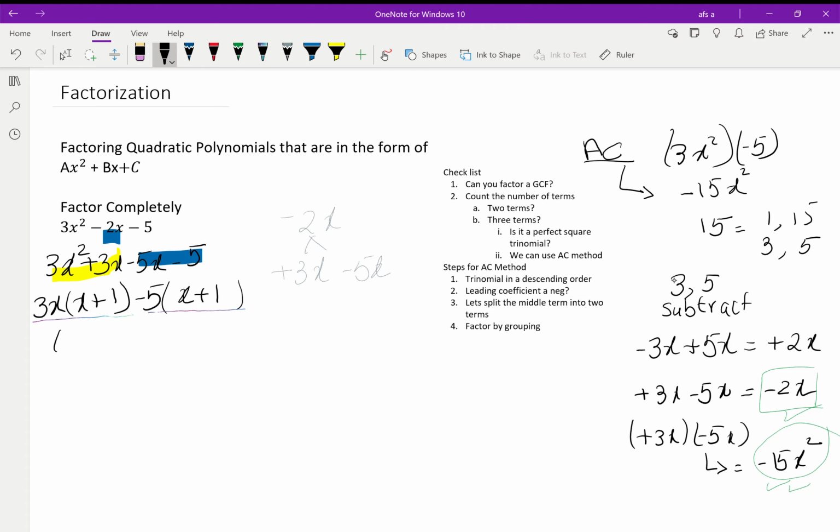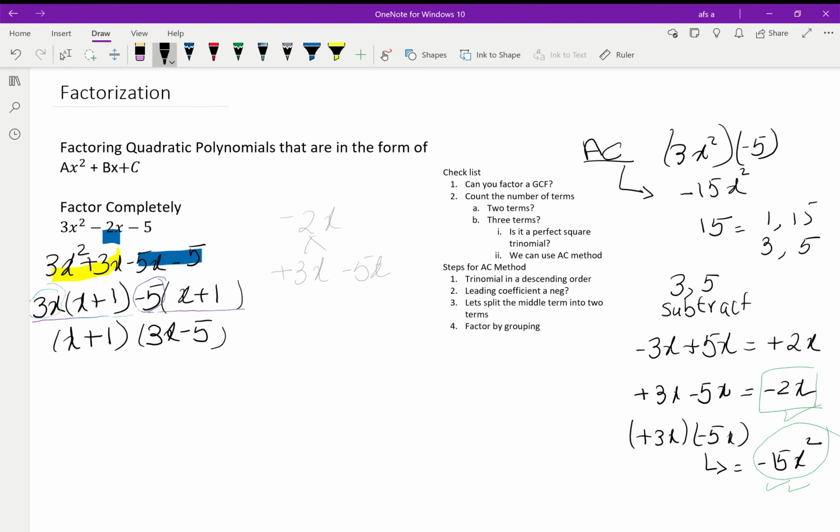Since they have a common factor of x plus 1, you are able to factor that out, and then whatever is left over, which I'm going to go ahead and circle here, is this one here and this one here. We write our leftovers, which gives you 3x minus 5. And that's what your final factor will be.